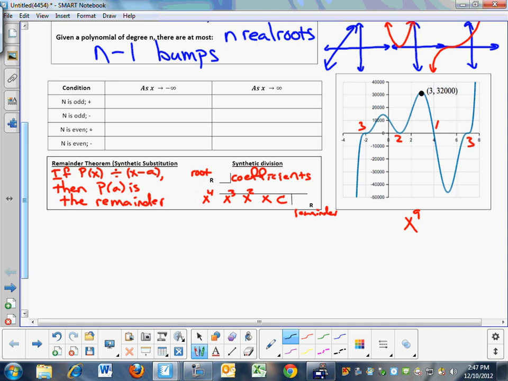Here's really all we did was this. If the function is positive, it ends going up, right? If it's positive, it ends up. So if you look here, if n is, so this is the degree, if n is odd, but the function's positive, as x goes to positive infinity, f of x goes to positive infinity. And if n is even, but it's positive, f of x also goes to positive infinity.